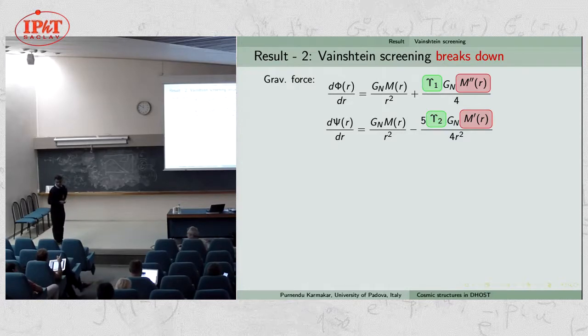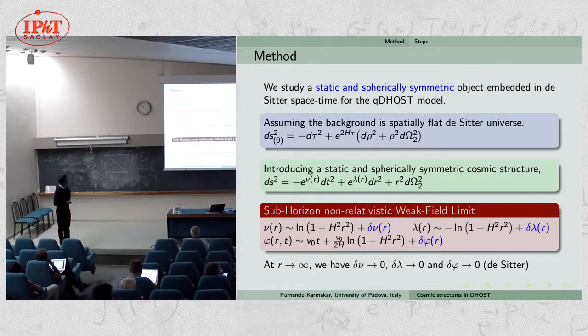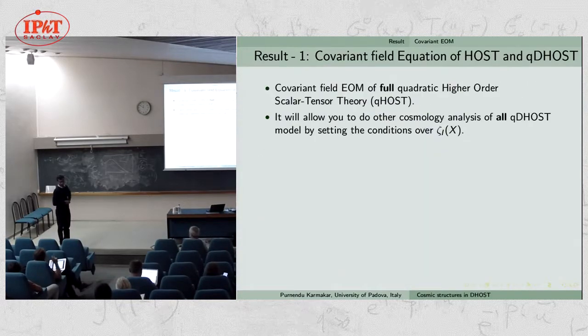Is this a linear calculation? Sorry? Is this a linear calculation or is it linear GM? Which one? It is linear, yes. So you did a linear calculation? Yes. But then you wouldn't describe the Vainshtein. We did the weak field. It is not linear, but we took the sub-horizon non-relativistic weak field limit. Okay.